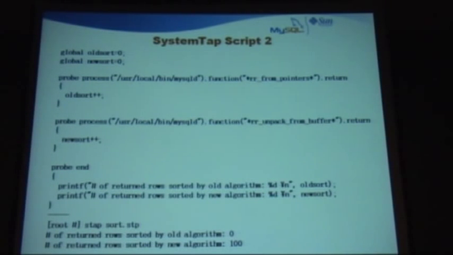So on the MySQL side, statistical information looks like this. For MySQL functions that are called from pointers or unpacked from buffers, when these functions are called, we increment counters, and in the end print these numbers. So we can easily identify which functions are called how many times.